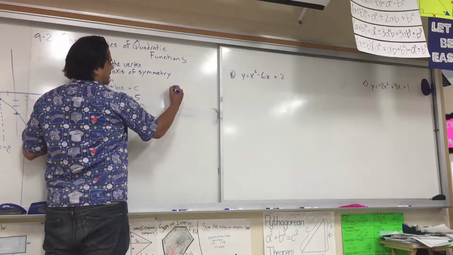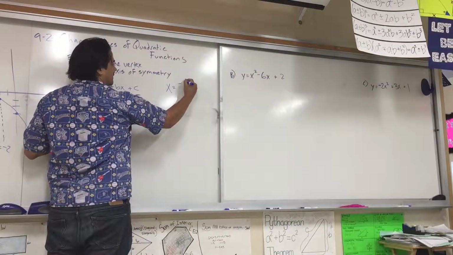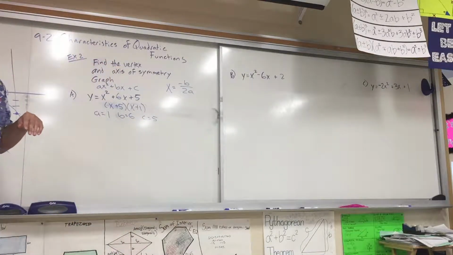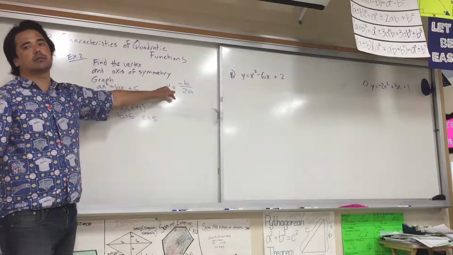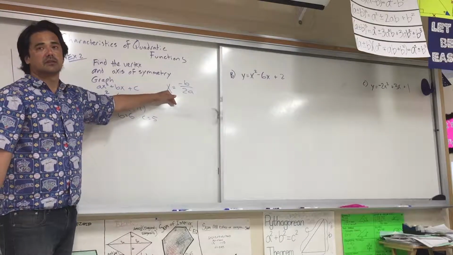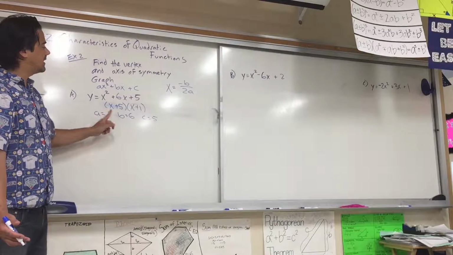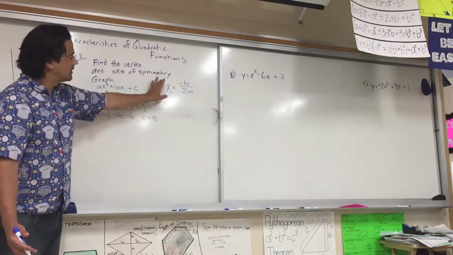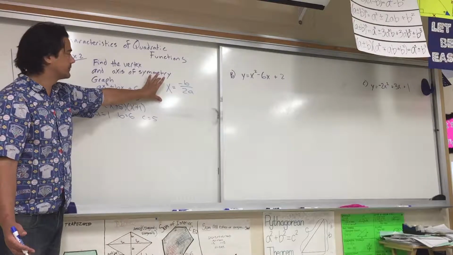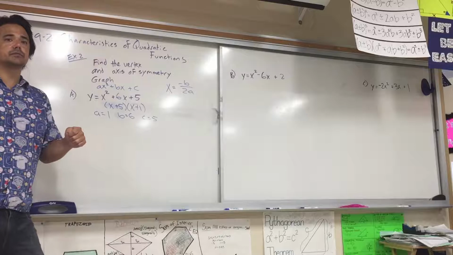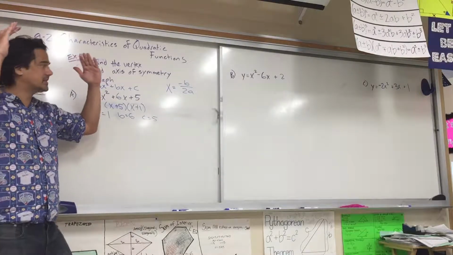Now, the way we find our vertex is this formula here: negative b over 2a. And that's how we find the x part of our vertex. So the first thing you want to do is get it in standard form. Get your a, b, and c, and then you plug into this equation here. So b is 6. What do I always plug into? Parentheses.